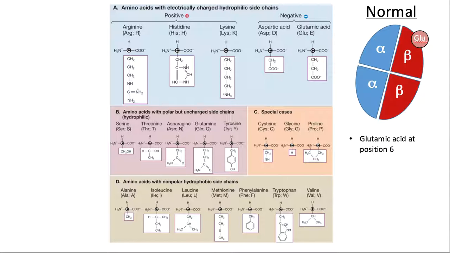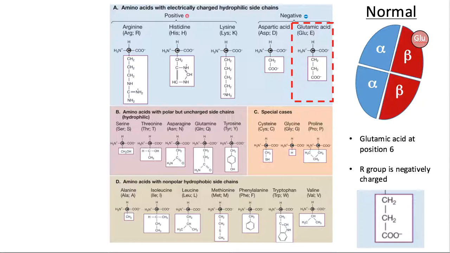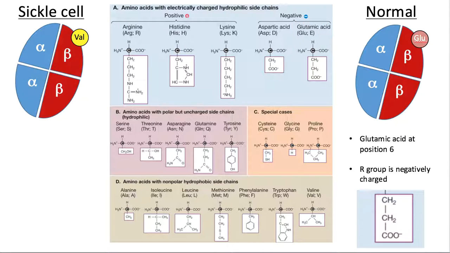Normal hemoglobin has glutamate at position 6 of its beta chain. We see, if we look at glutamate or glutamic acid in the upper right-hand corner of the amino acid chart, that glutamic acid has a negatively charged R group. Sickle cell hemoglobin instead has a valine, which we see, finding it at the bottom right corner of the chart, is an amino acid with a nonpolar hydrophobic side chain.